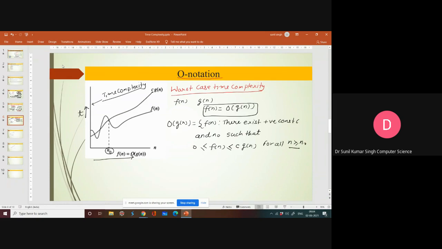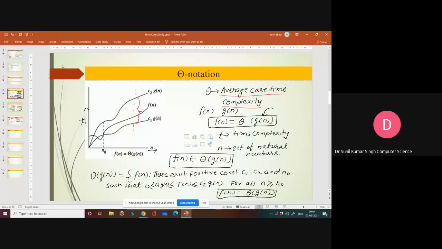I missed one thing to explain in the previous slide. Although mathematically I have explained, I forgot to mention: in this algorithm, after this portion, why are we saying that n is greater than or equal to n naught? After this portion, for the given C1 and C2, Fn is going to lie between C1 gn and C2 gn. It is not going to change its behavior, but before that it can change.